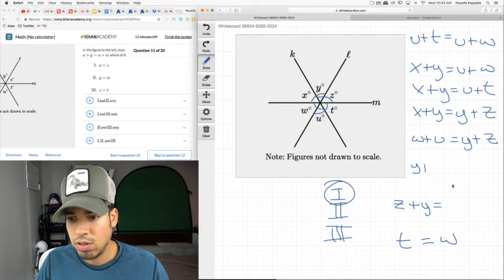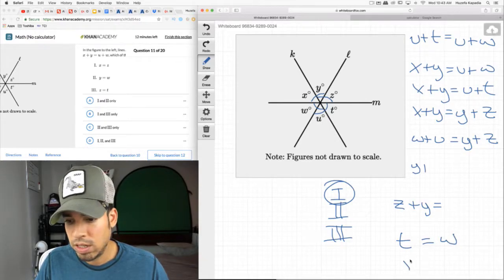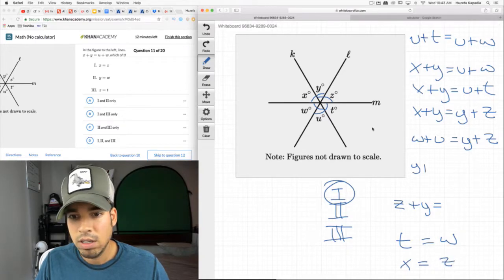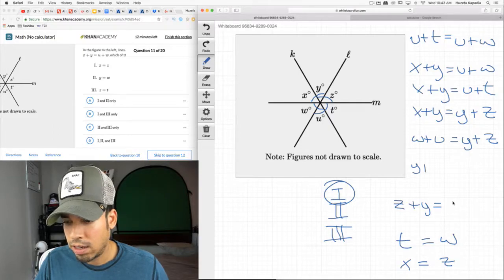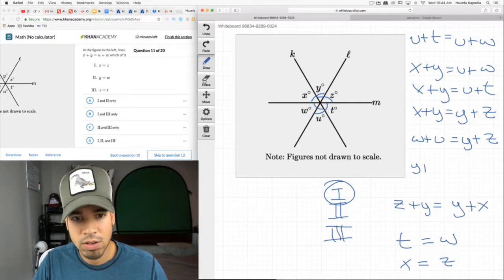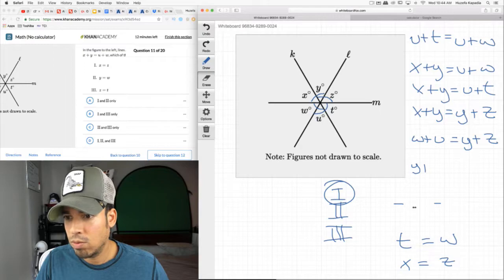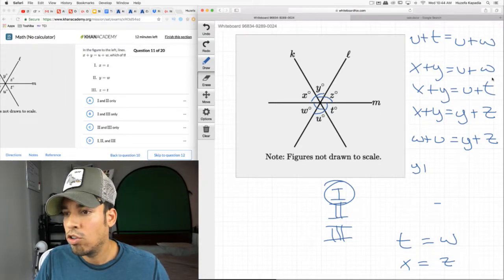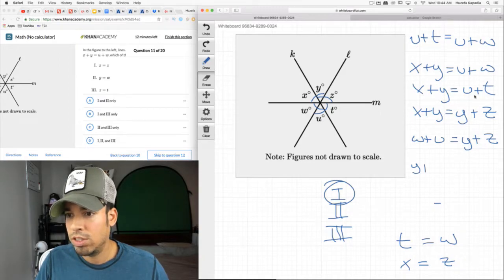And I also know that T equals W, and we know that X equals Z. Okay, let's get more of these equivalencies. Z plus Y equals Y plus X. We already know that. What else with these other ones? We know X equals Z, X plus Y. Oh, U plus W, U plus T. W equals T. Oh, we just did that.